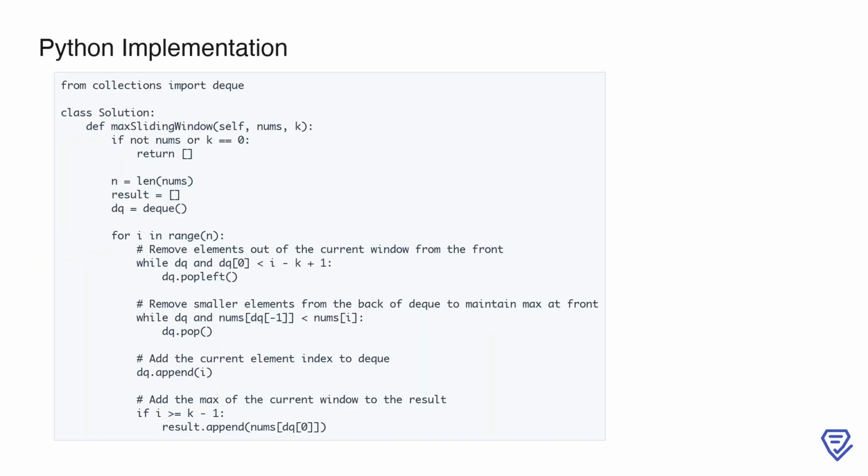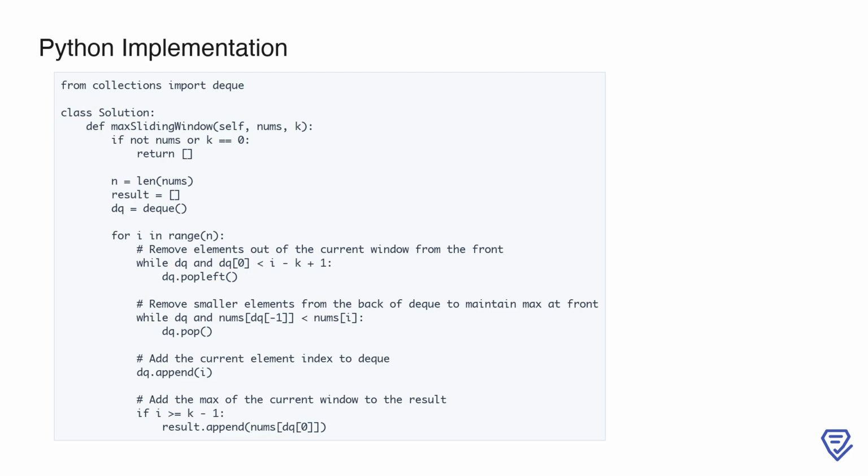Here, we start by importing the DEQ class from the collections module, which will help us efficiently manage the sliding window. Inside the solution class, we define the max sliding window method, which takes two parameters, nums, the list of integers, and k, the size of the sliding window. As a first step, we handle edge cases. If the input list is empty or the window size is 0, we return an empty list.